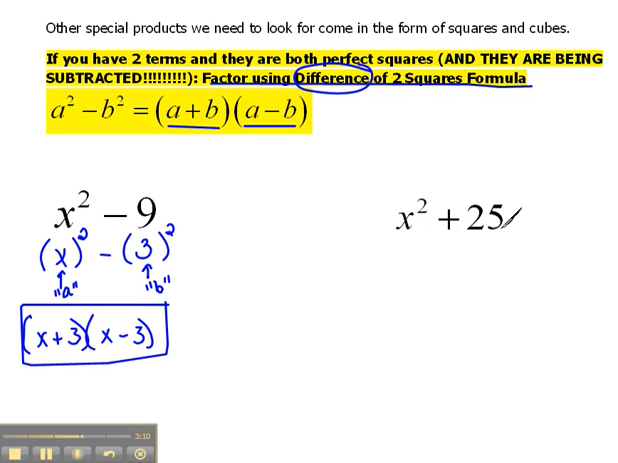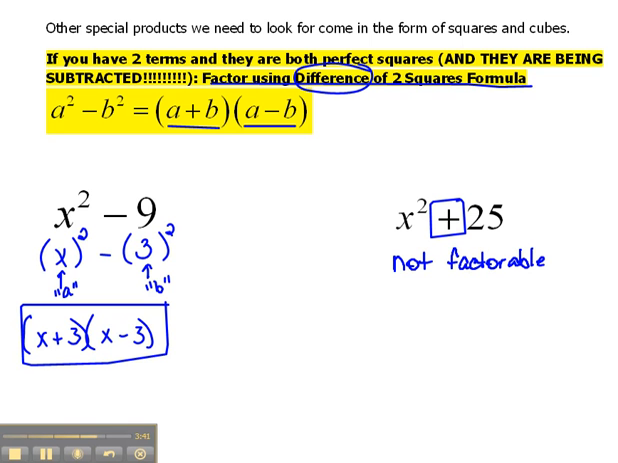Now we look at this next problem. We have a perfect square. x squared is a perfect square. 25 is also a perfect square. But what's the problem here? The problem here is this is a sum and not a difference. We do not have a formula for a sum, only a difference of 2 perfect squares. This is not factorable. It's not possible to do.